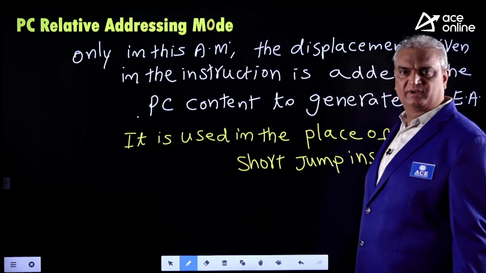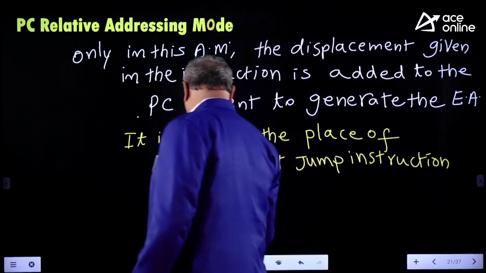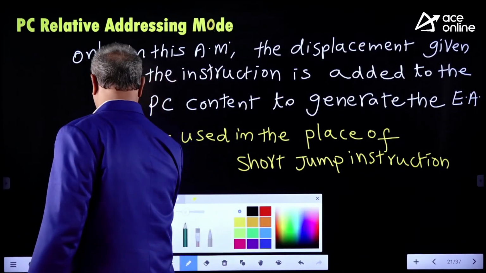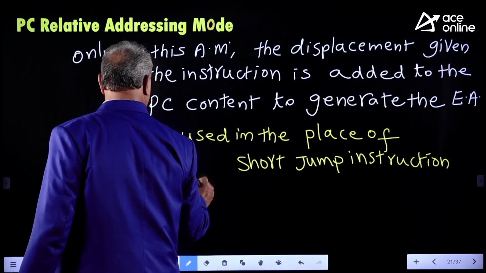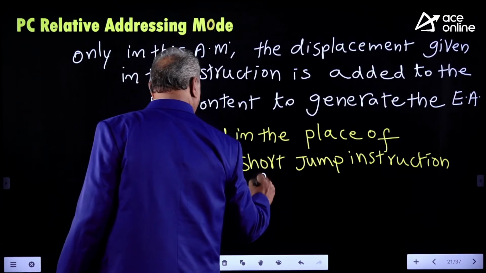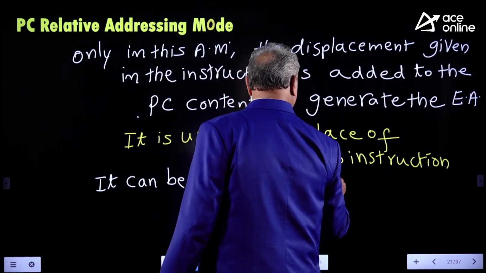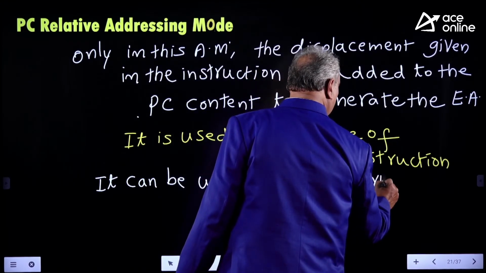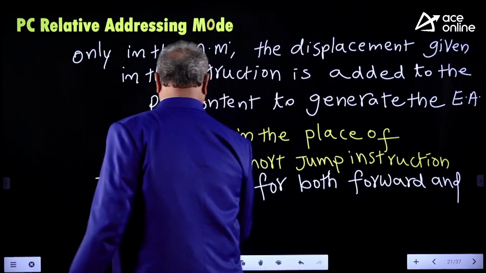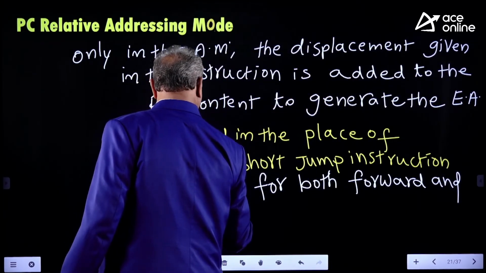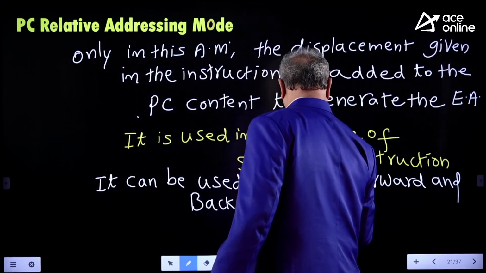PC relative addressing mode can be used for both forward and backward jump instructions.